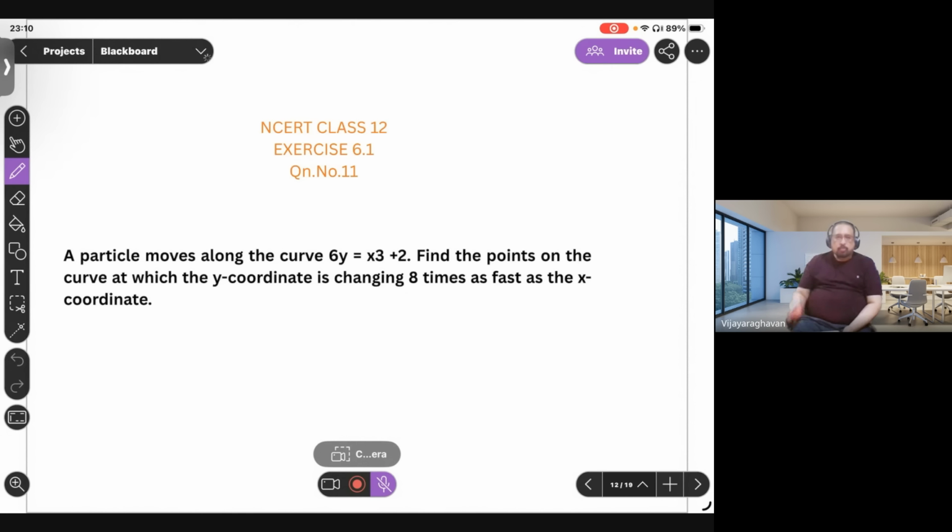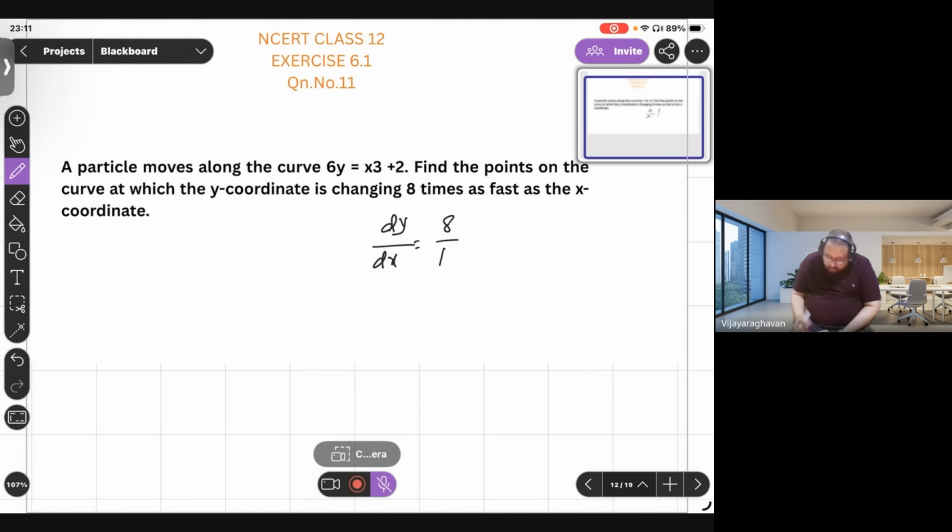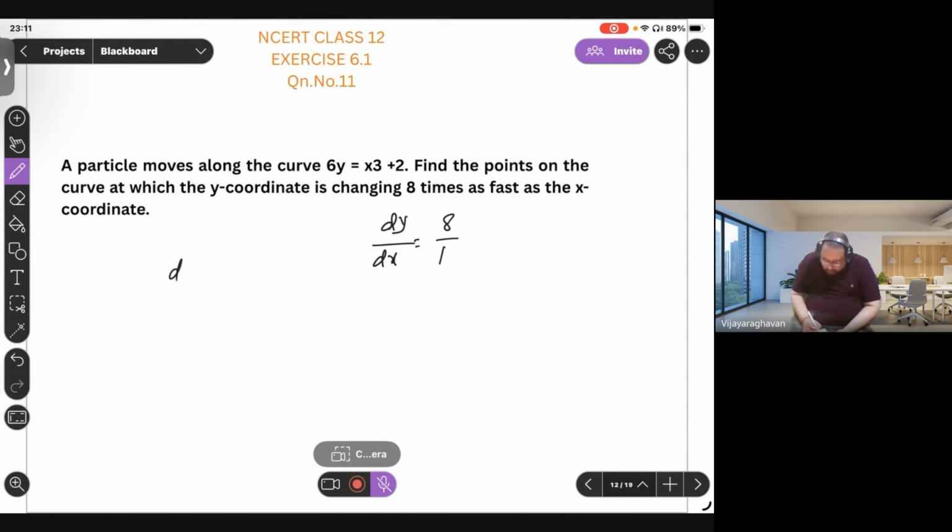So we'll go to the next question. A particle moves along the curve. Find the points on the curve at which the y coordinate is changing 8 times as fast as the x coordinate. Simple change and ratio. What has been given is that we need dy/dx equals 8 over 1. That's all. So both change with respect to time.